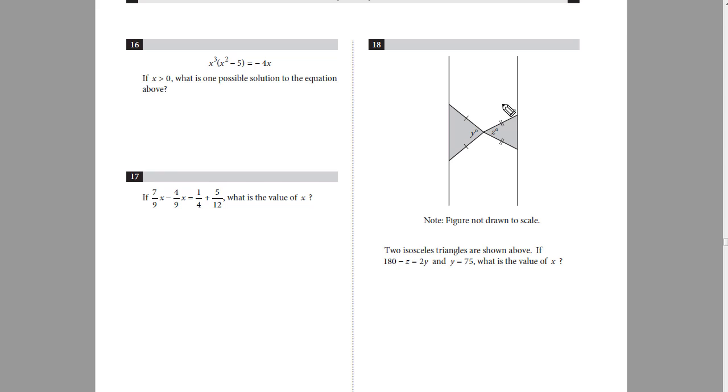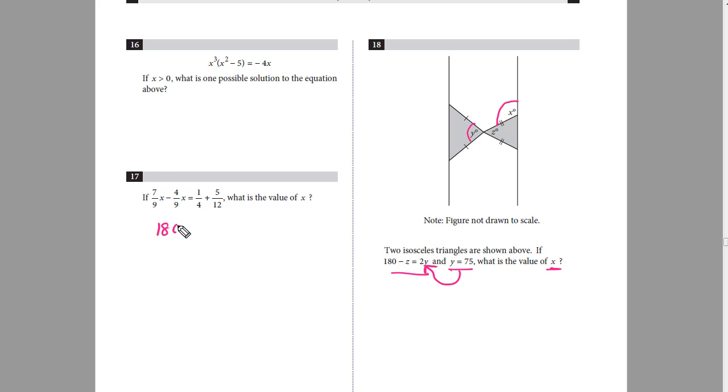Question number 18. We have been given a figure. Two isosceles triangles are shown above. If 180 minus z is equal to 2y and y is equal to 75, what is the value of x? We need to find out this value, this angle. Okay, so now because y is equal to 75, and this value is 75, and over here it says that 180 minus z is equal to 2y. So I will insert the value of y into this equation and find out the value of z.